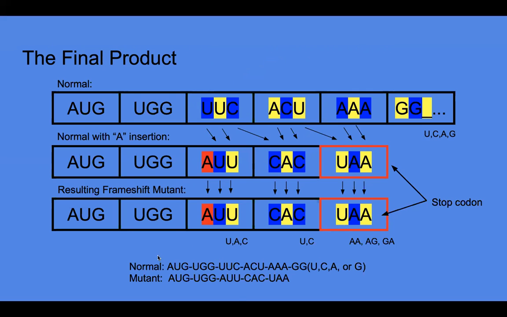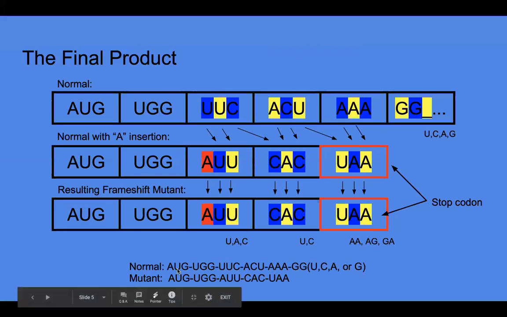We now know that the normal strand reads AUG-UGG-UUC-ACU-AAA-GG, and then either a U, C, A, or G, and that the mutant strand reads AUG-UGG-AUU-CAC-UAA.